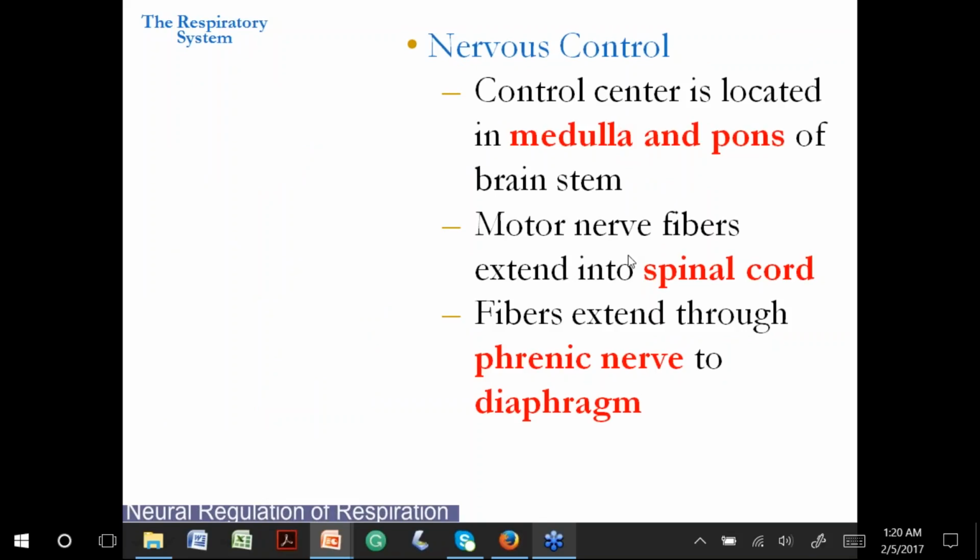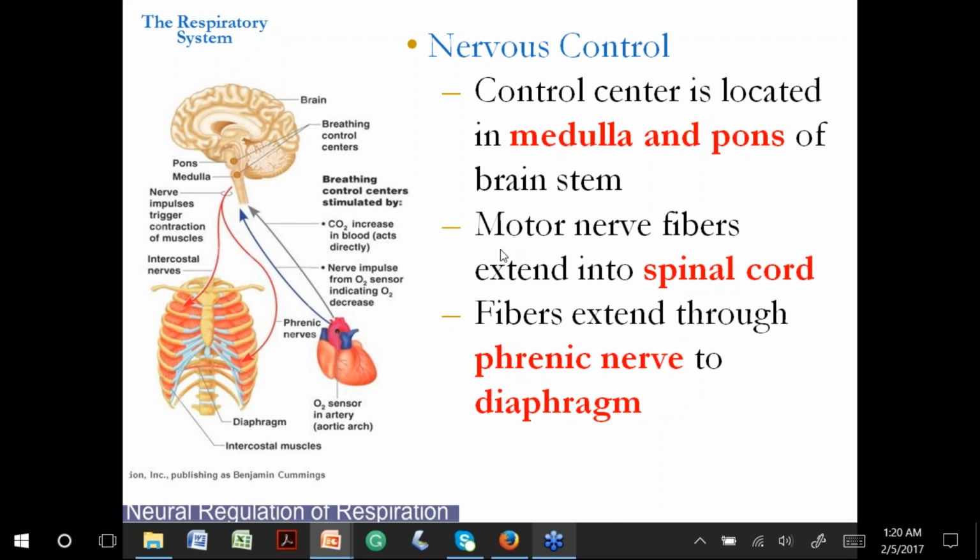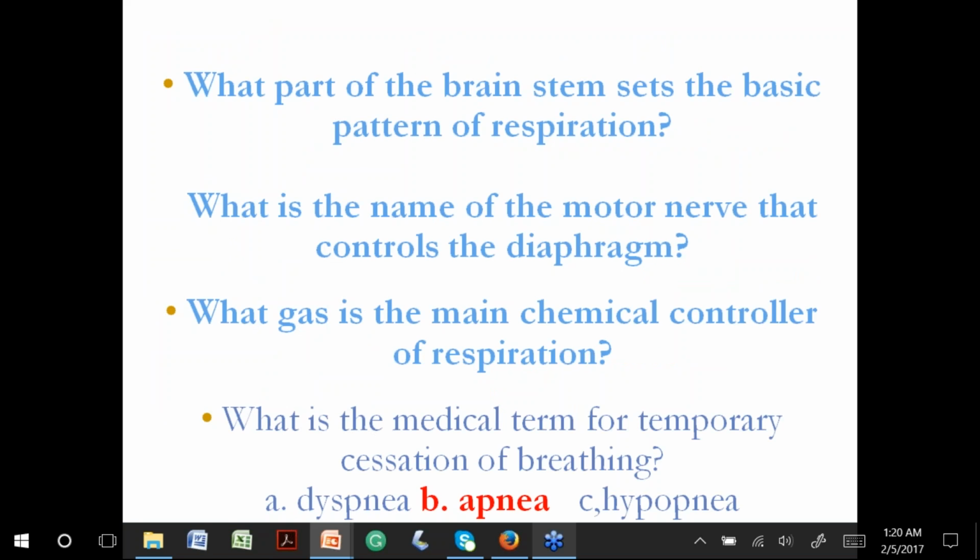Then the signals go to the spinal cord, and from the spinal cord they go to the diaphragm, and that is through the phrenic nerve. And what also innervates this is cranial nerve number 10, the pneumogastric nerve. So that is a cranial nerve that is part of this.